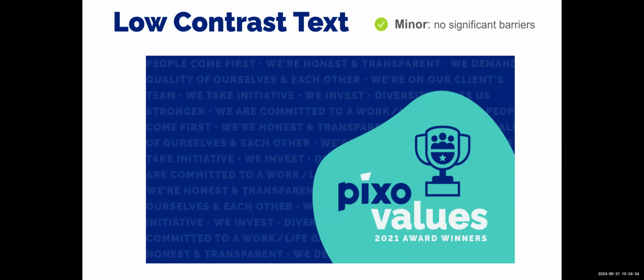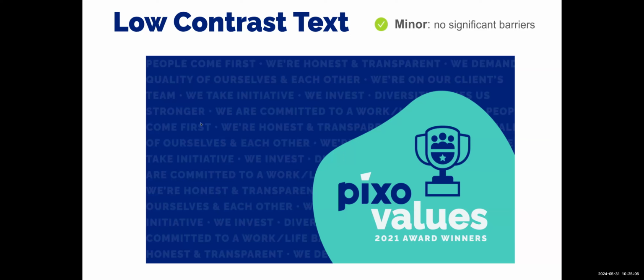All of the values that are listed in that image that you can't read very well are also listed in the blog post below the image. The text on the image that says Pixel Values 2021 award winners is also the alt text of the image. So I decided that this one was minor because while it's not very easy to read that text, it doesn't prevent the users from getting that same exact information from the alt text and the body copy of the page.